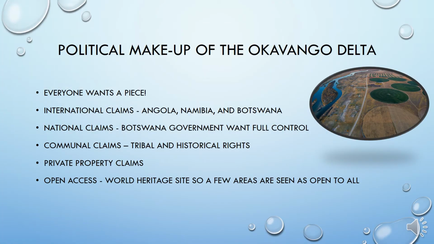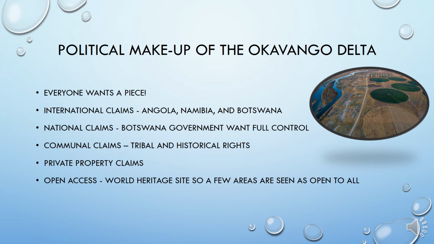As stated before, there are many different people who have interest in the Okavango Delta. There are international claims between Angola, Namibia, and Botswana as to who has control of the water and how the water should be shared. There are national claims with the Botswana government wanting full control because they claim that since the delta is primarily within Botswana's sovereignty, they should be the ones who decide how and where the water is used. There are communal claims both from tribal and historical people who state that because there have been centuries of their particular people in those areas, they should have continued rights regardless of how international or national claims play out.